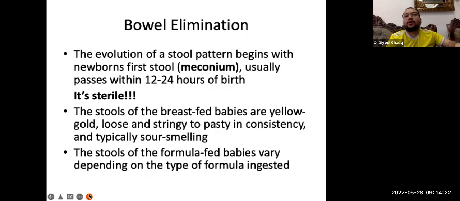Within the first 24 hours, baby should pass meconium. Failure to pass meconium in the first 24 hours may be a sign that there's a problem with the bowel. So baby need to pass meconium within the first 24 hours of life.